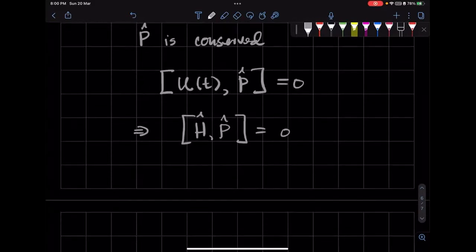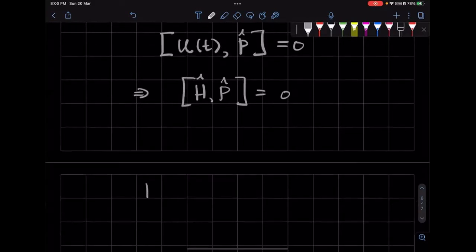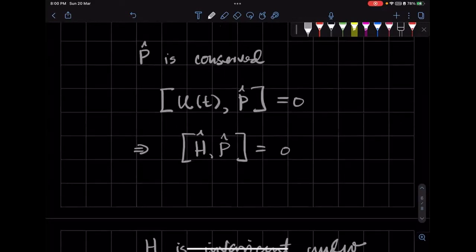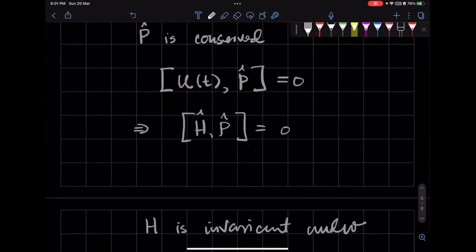And you can show that this means that H is invariant under translation in space. If you take a system and translate it in space, then that is a symmetry of your system. And if that is the case, then the momentum is conserved. This is Noether's theorem. This is an example of Noether's theorem.